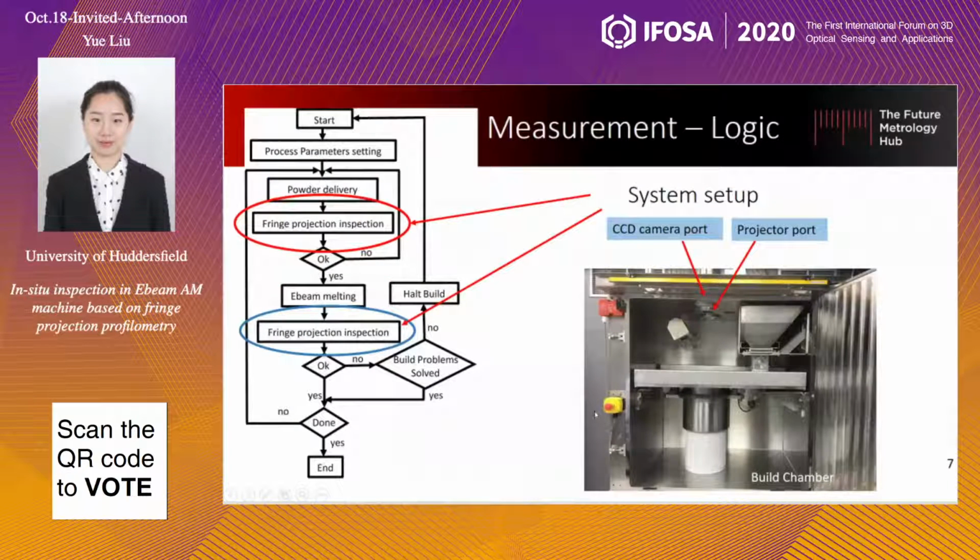So what was the logic? After the powder delivery, we will do the first inspection of the powder bed. If the powder delivery is successful, we continue the melt process and do a second inspection of the finished parts. In both processes, when we find any problem, we can do a second powder delivery or hold the build.